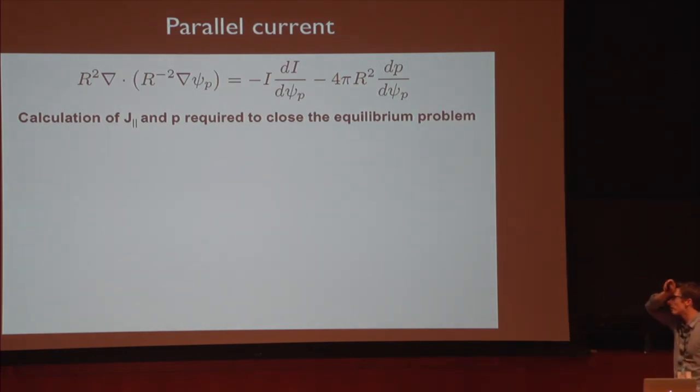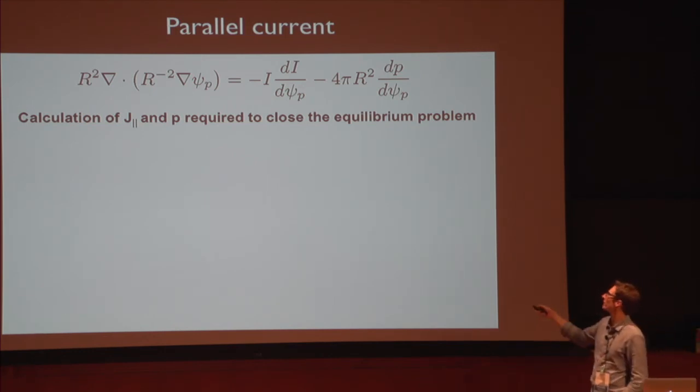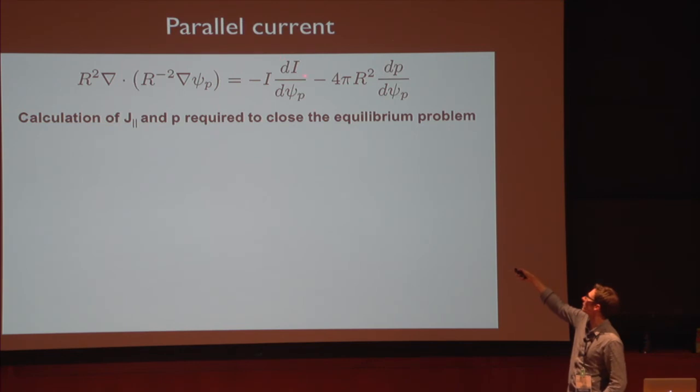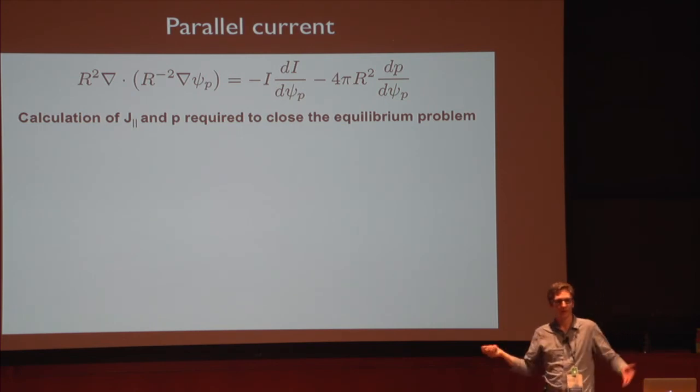So the point of the Grad-Shafranov equation is solving for this poloidal flux function. And I told you that to do so, you need to tell me what the profiles of this toroidal field and pressure are. But how do we get those things?